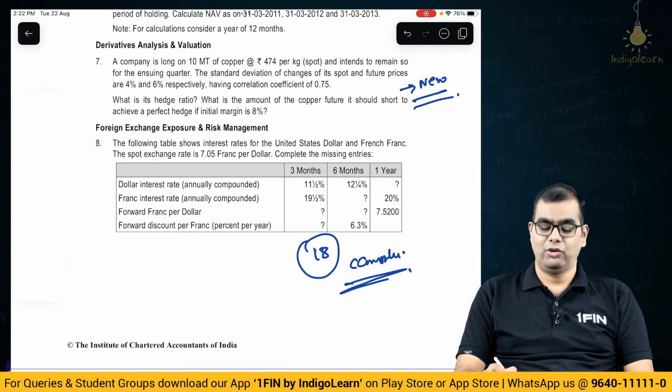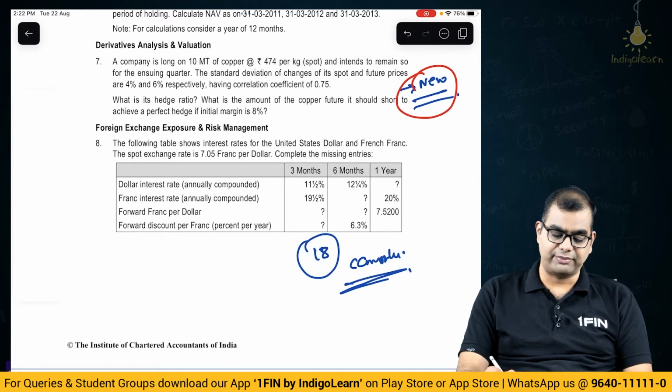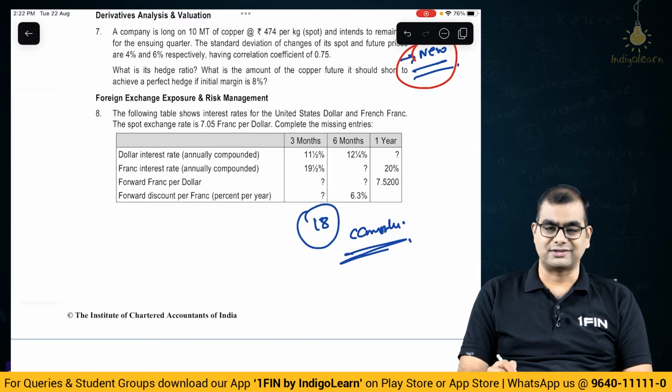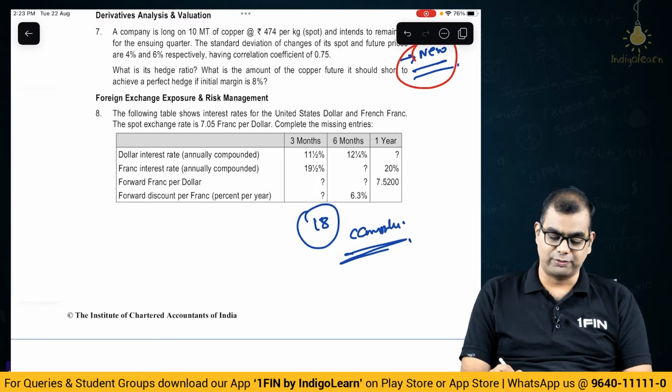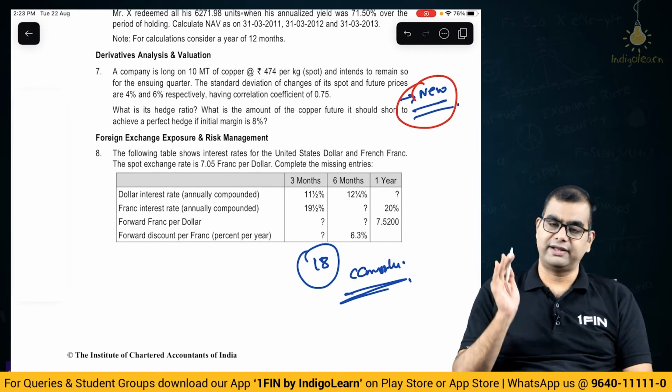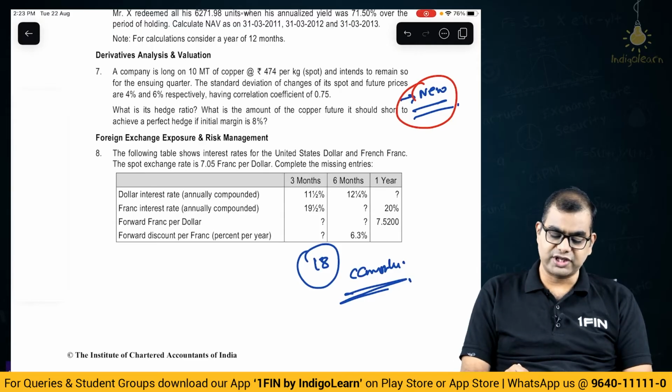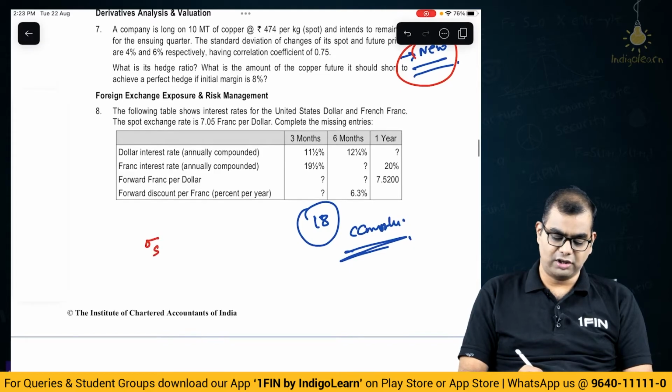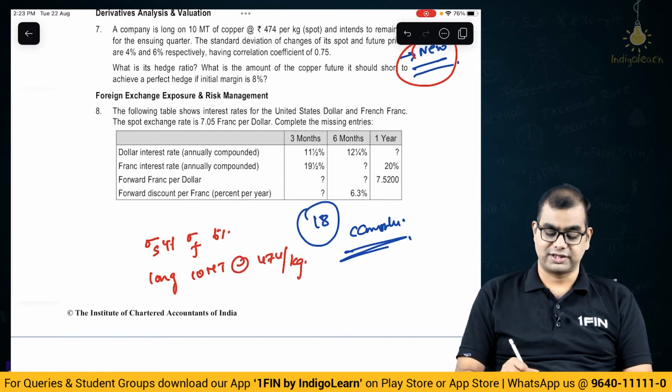RTP is very clear. Now, the only question which is new is this one, from the derivatives chapter, and it's a very simple question. A company is long 10 metric tons, not meters, MT means metric tons, of copper at 474 per kg of spot, and intends to remain so for the ensuing quarter. So they are long, they will remain long. The standard deviation of changes of its spot and future prices are 4% and 6%. So standard deviation of spot is 4%, standard deviation of future is 6%, and long 10 MT at 474 per kg.